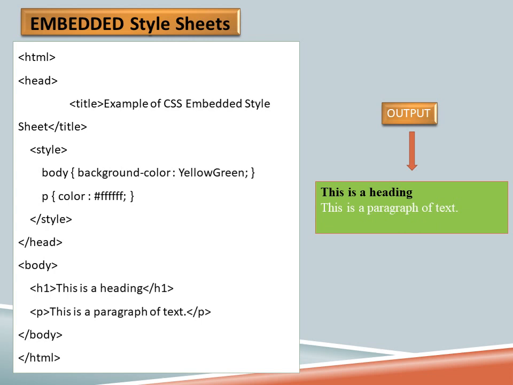Now look here, we have defined the background color as yellow green and it is a property of the body tag, so the background color is yellow green. Here we are not defining any property for the h1 tag, so by default whatever property is set in the browser is applied here. And for the paragraph tag, the contents are displayed in white color.